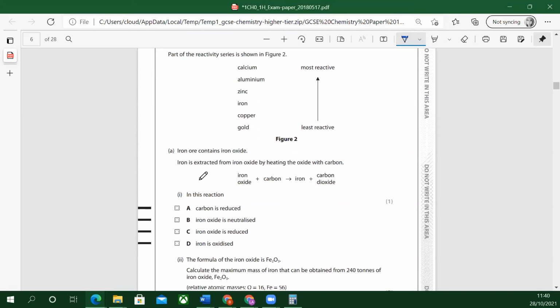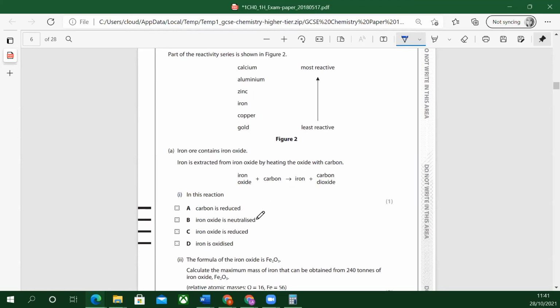In this reaction, what's happening? A, carbon is reduced. No, because it's got something added to it. Iron oxide is neutralized. No evidence of that. Iron oxide is reduced. Okay, so that's the correct one. Iron oxide is reduced because it's gone from iron oxide to iron. The oxygen's taken off it.